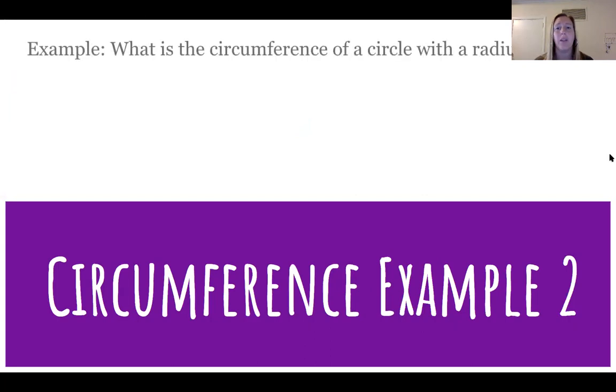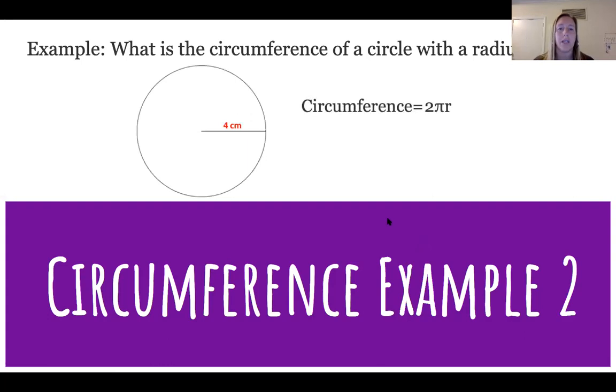Another example is if we have a radius of 4 centimeters. What is our circumference? So we have 4 centimeters from our center to the outside of the circle. Because we're using our radius, we're going to use 2 pi r for our circumference formula. Plug in my 4, plug in my 3.14, and we'll get 25.12 inches. Again, it's circumference, it's one-dimensional, just inches.